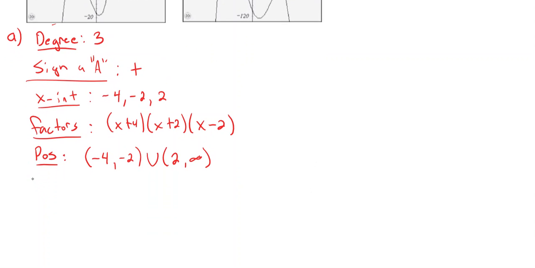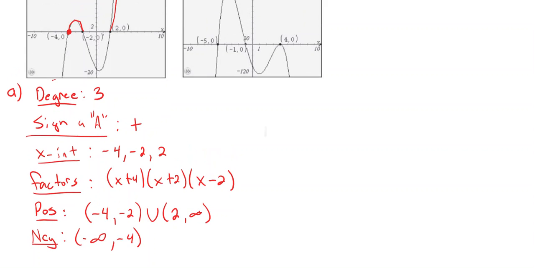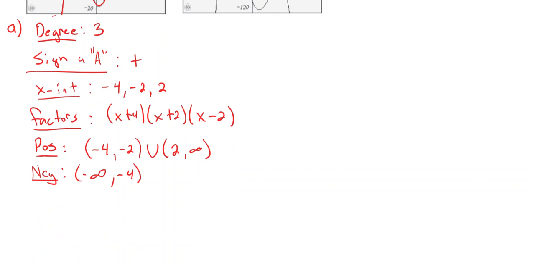All right, where is it negative? Okay, so that's going to be negative infinity to -4. Okay, so that's going to be down here, by the way. So we're talking about from there to there and then there to there. So negative infinity to -4, and then that's going to be unioned with -2 to 2.